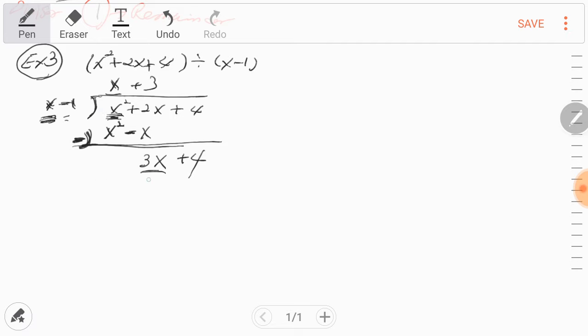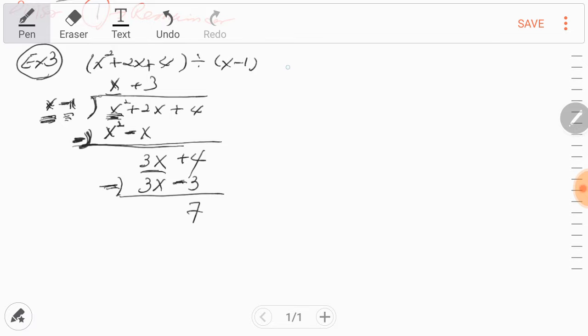So write 3x below this 3x, below the first line, and then multiply negative 1 by 3, so negative 3. Then write next to 3x. And what we do next is, we subtract the second line from the first line. Then the 3x is cancelled out. So 4 minus negative 3 is 4 plus 3. So that will be 7.